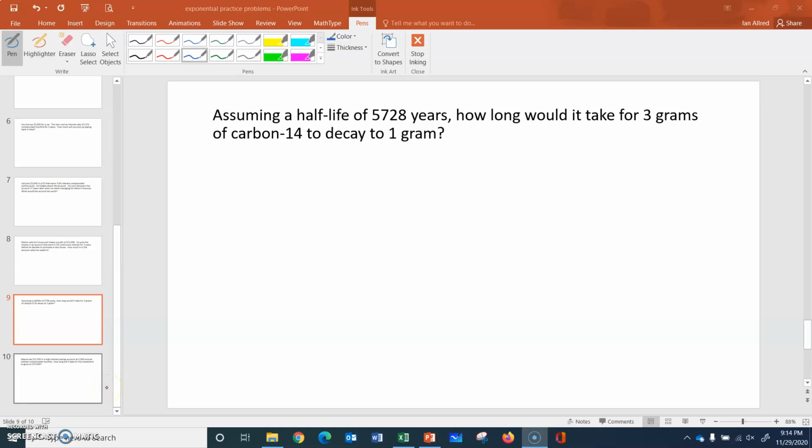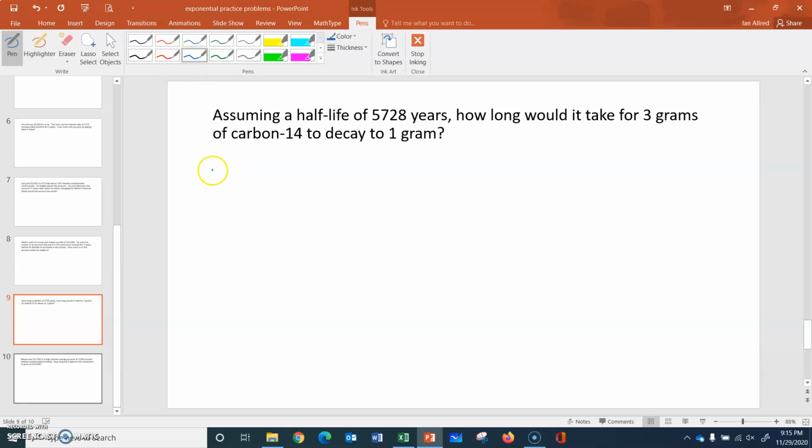Okay, so we've been solving some practice problems with exponents and logarithms. So here's some word problems we can go back to where we did our exponential models with interest, population, and decay. This problem here says, assuming a half-life of 5,728 years, how long would it take for 3 grams of carbon-14 to decay to 1 gram? So let's remember our formula.